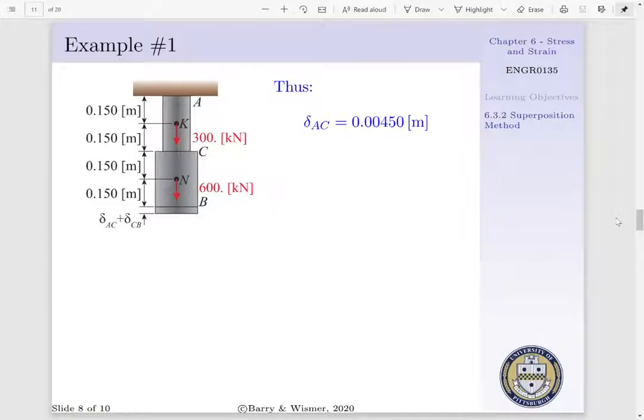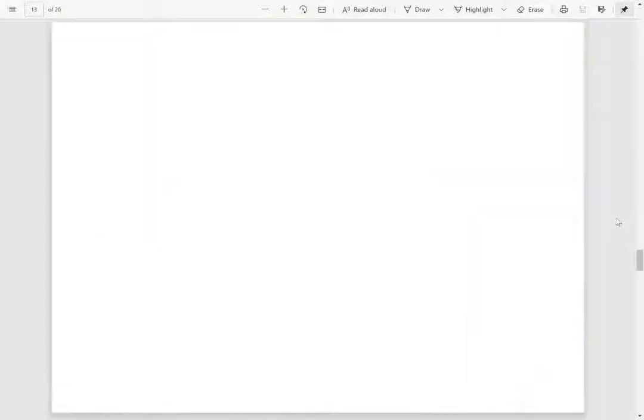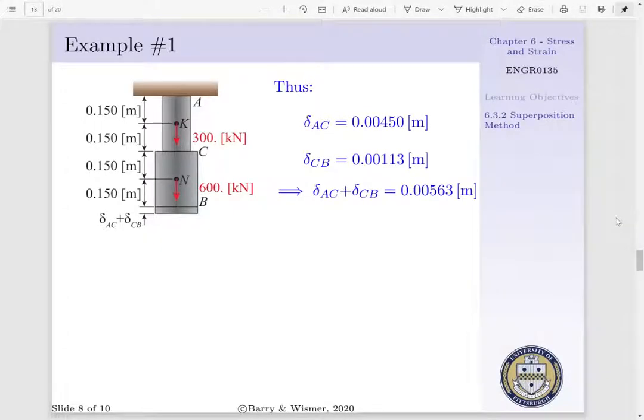In doing such, we can calculate the deformation of member AC, and we find it to be 0.00450 meters. Likewise, the deformation for member CB is 0.00113 meters. Thus, our total deformation is 0.00563 meters.